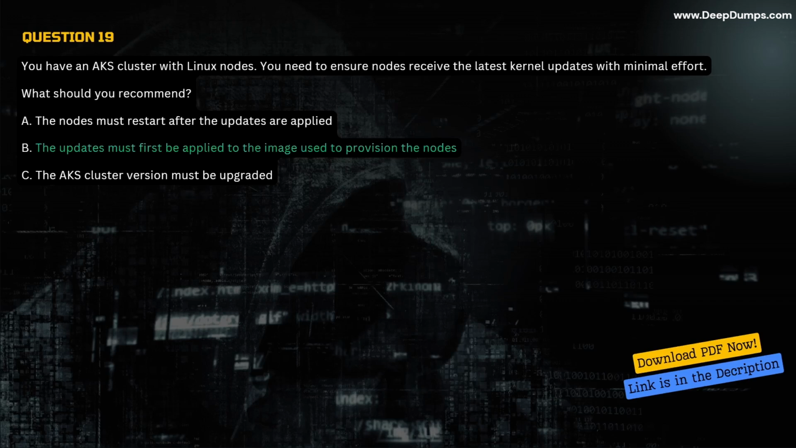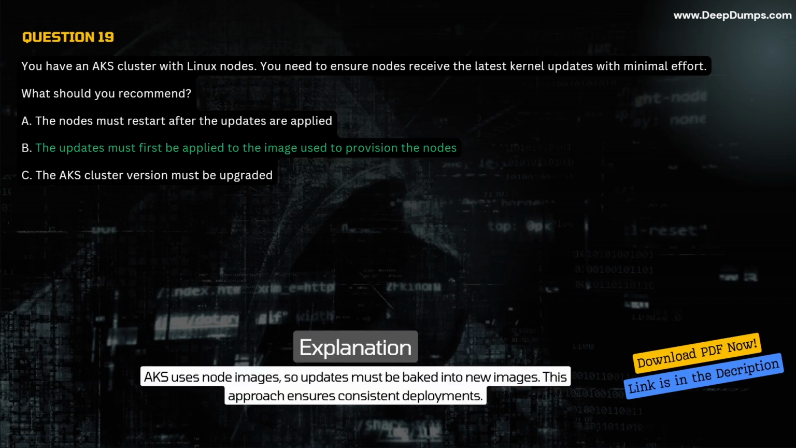Correct answer B. The updates must first be applied to the image used to provision the nodes. Explanation: AKS uses node images, so updates must be baked into new images. This approach ensures consistent deployments.